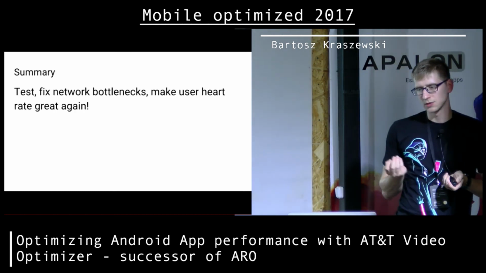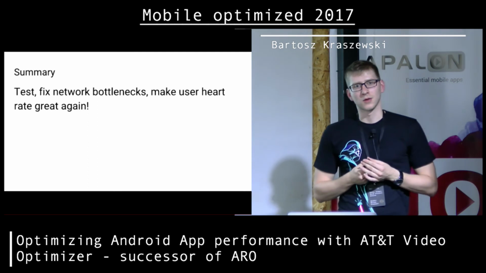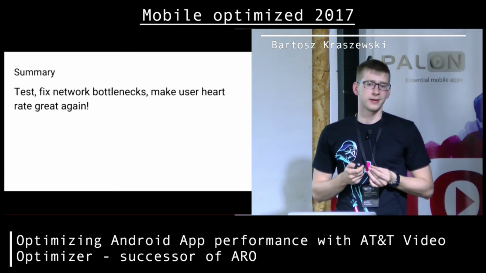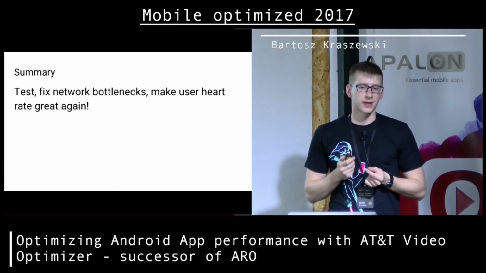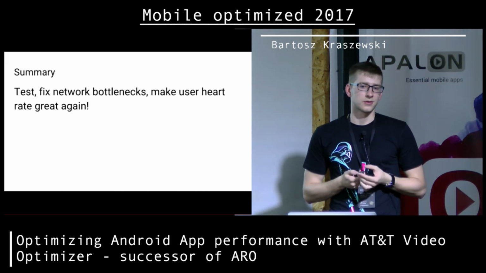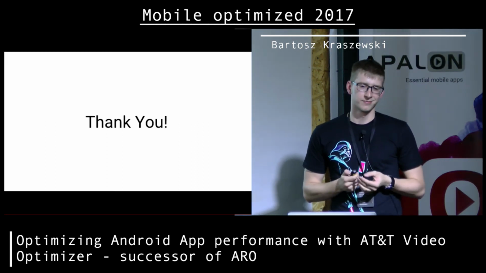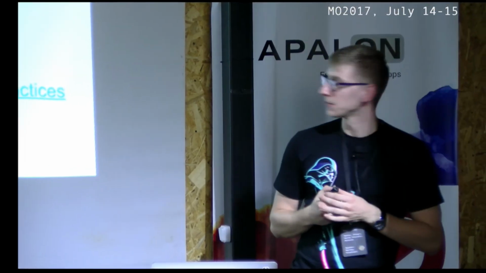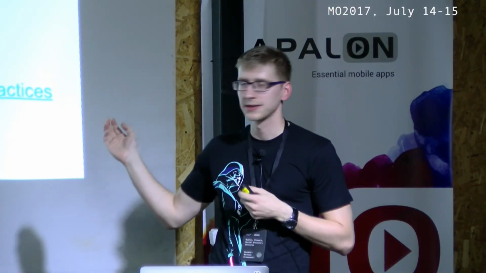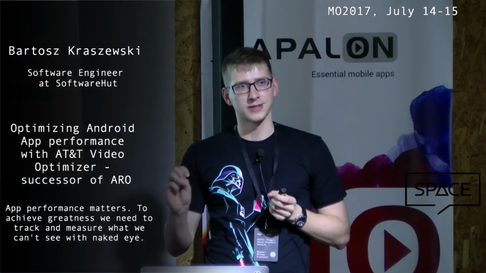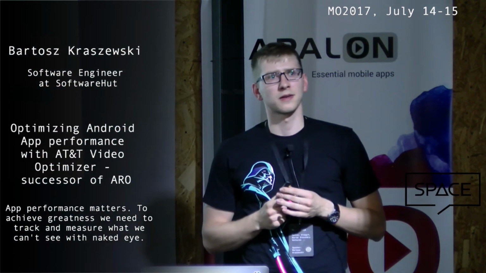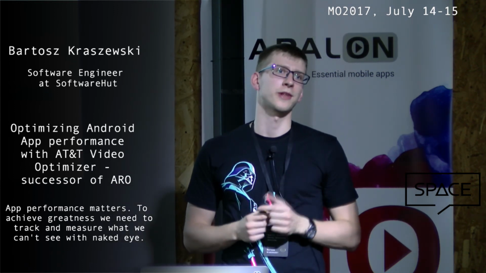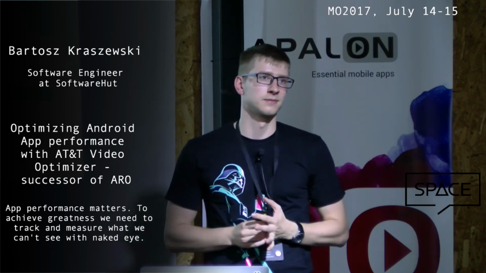Okay, to sum up in one sentence, we just have to test our application regularly and make sure we are working on these network bottlenecks, and as a result, the user's heart rate will be great again. Thank you. Here's the actual link to the best practices that contains these 30 sections that I mentioned. I think it's kind of hard reading because it's really technical language, but I think it's really important for mobile developers to take a look at this.